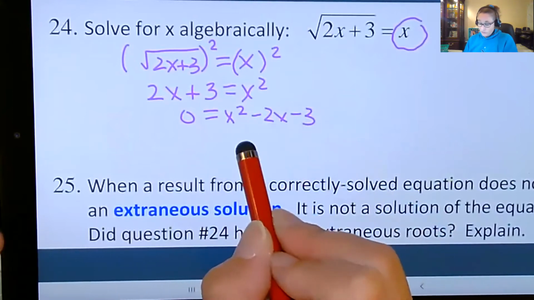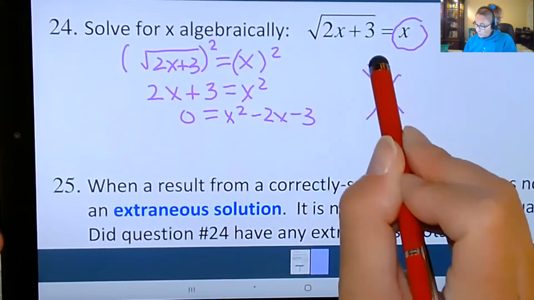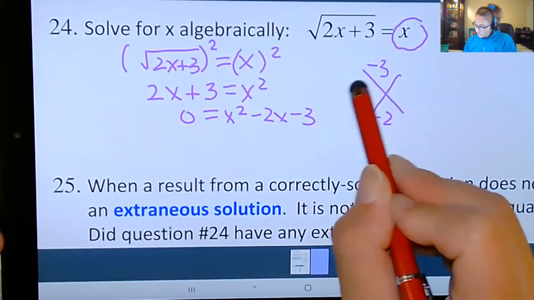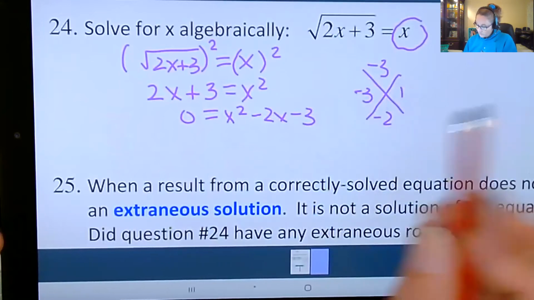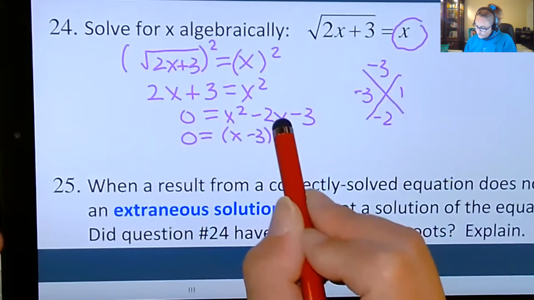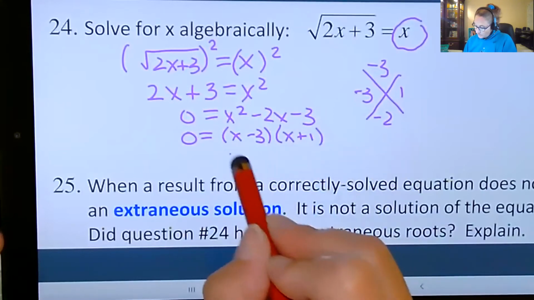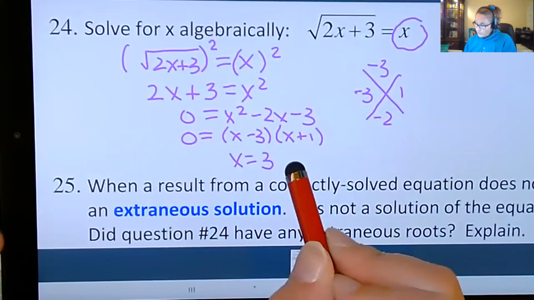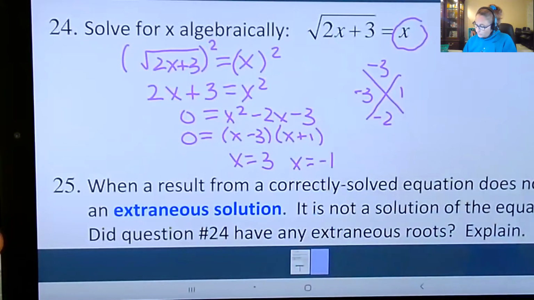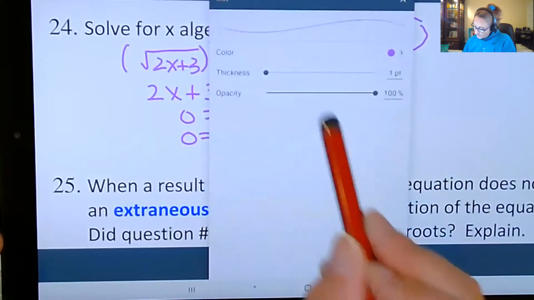Now I'm going to factor this. There's no number in front, so I can actually think of this as a diamond. What multiplies to negative 3 and adds to negative 2? So that's going to be a negative 3 and a 1. So that is going to give me x minus 3 and x plus 1. And then I'm going to solve each of these factors. So this is going to be x equal 3, and this one here is going to be x equal negative 1.